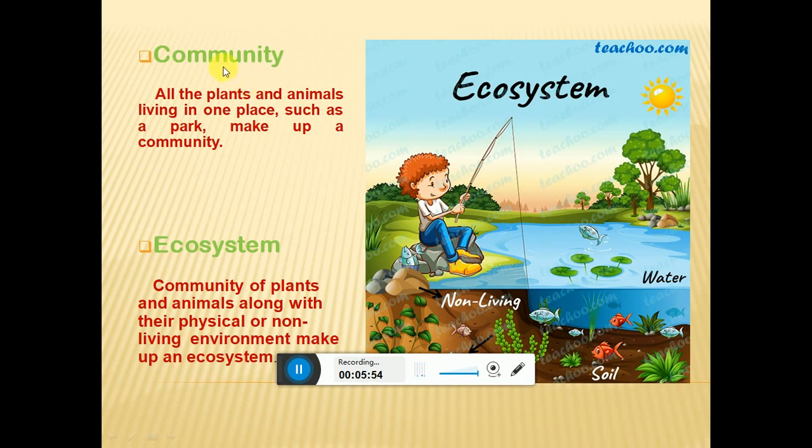Here is the definition of a community. All the plants and animals living in one place, such as a park, make up a community, just like human beings live in societies. Now, ecosystem: a community of plants and animals along with their physical or non-living environment makes up an ecosystem. In the community, there were only living things, but in the ecosystem, the living part of the environment as well as the non-living part of the environment is there.